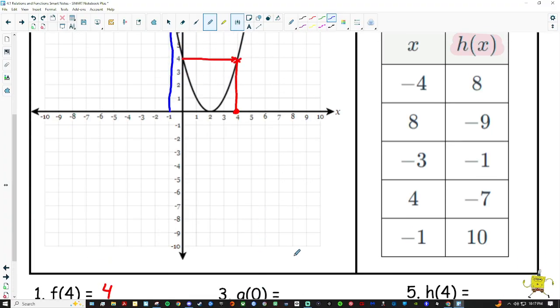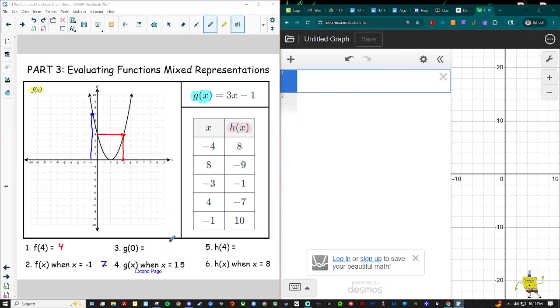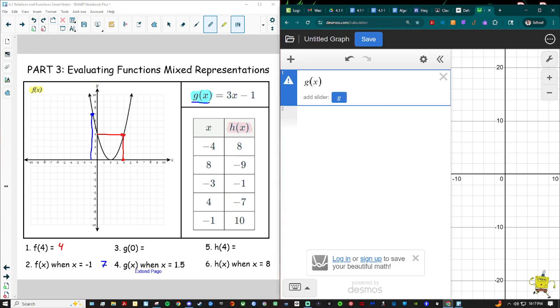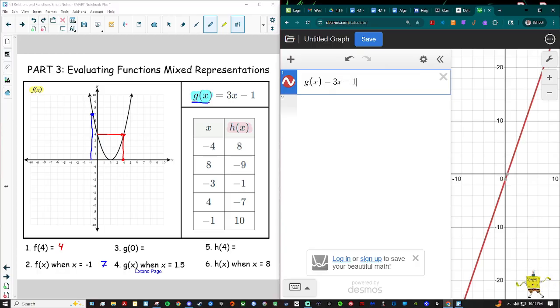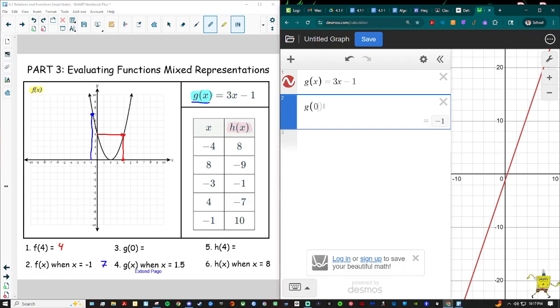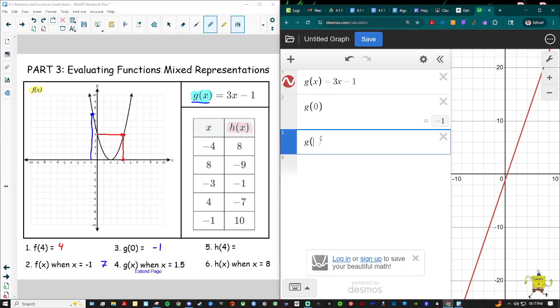Okay, let's look at g of 0. This is the ones we just did. This is our function g, so we type it in. g of x equals 3x minus 1. And I want to know what is g of 0. g of 0 is negative 1. And then I want to know what is g of 1.5. g of 1.5 is 3.5.